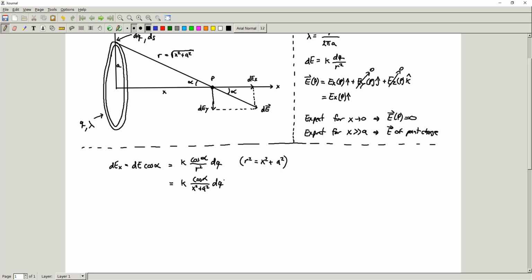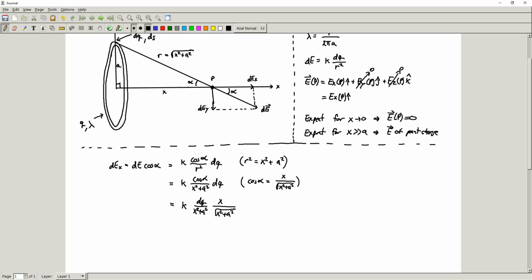But then also cos alpha, because we're dealing with a right angle triangle here, right? This is a right angle triangle. We can make a simplification that cos alpha is just going to be x over the square root of x squared plus a squared, right? So I'll write that here. Okay, and if we make that substitution, we're going to end up with k dq over x squared plus a squared times x over square root x squared plus a squared, okay?